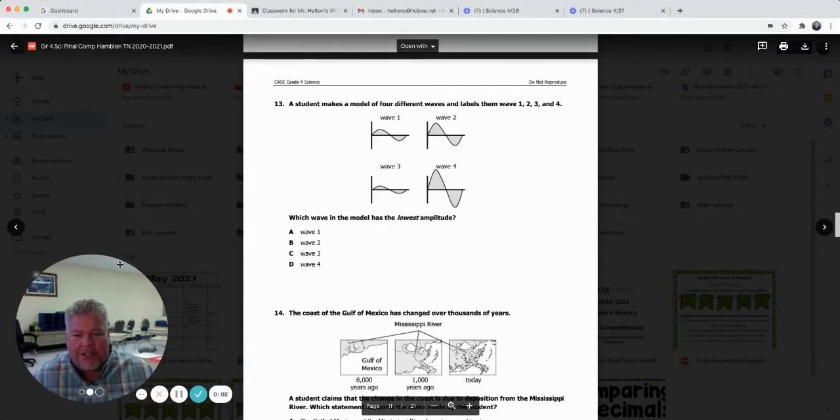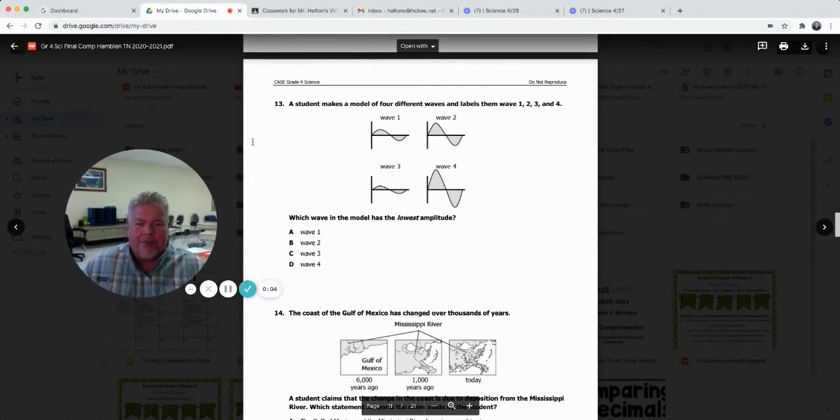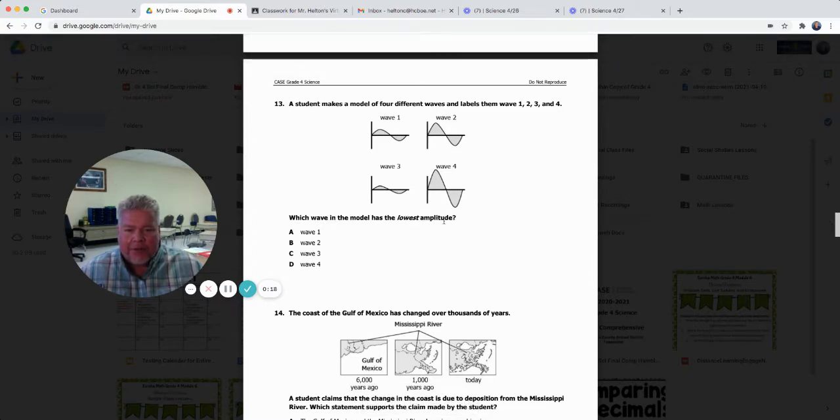Next 6 questions, starting with number 13 from your last benchmark. Let's take a look at these today. A student makes a model of 4 different waves and labels them wave 1, 2, 3, and 4. Which wave in the model has the lowest amplitude?